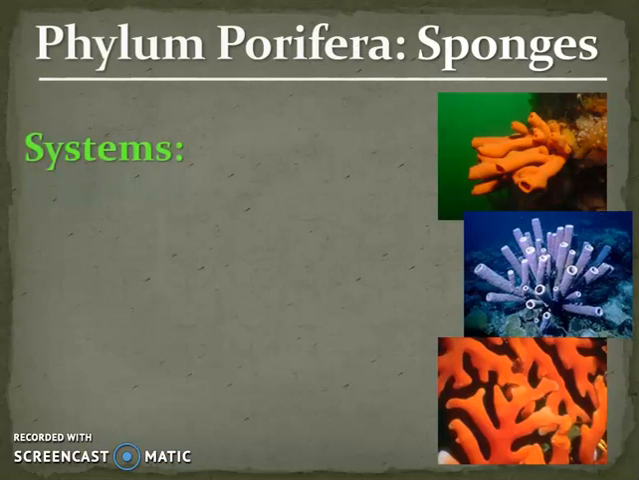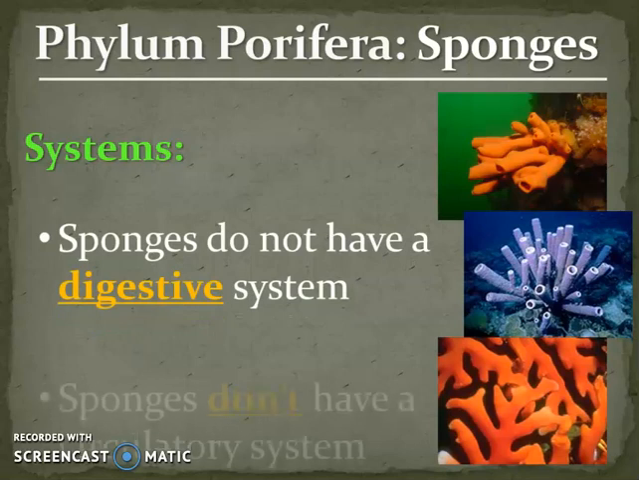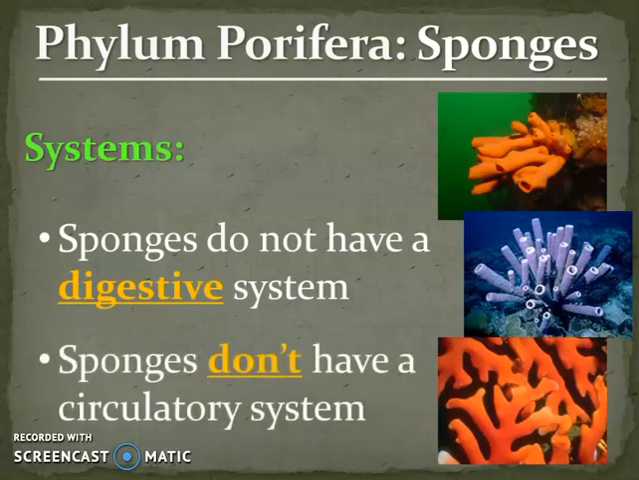Sponges don't have any systems. They don't have a digestive system. They don't have a circulatory system. They just filter the water and pull out their food source.